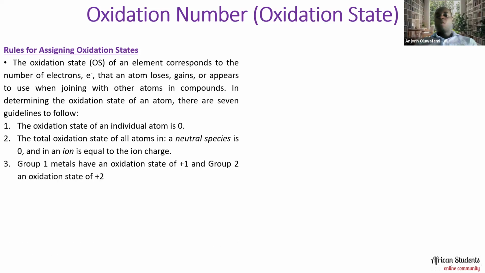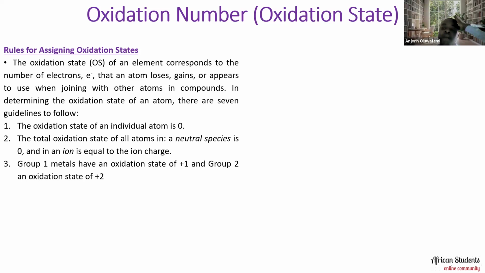So let's move along now. Then the third rule, or the third guideline, is that group 1 metals have an oxidation state of +1, and group 2 metals have an oxidation state of +2. It is just a general rule. All group 1 elements from hydrogen to cesium have an oxidation state of +1. Then when you go to group 2, you look at magnesium, calcium and all of them like that, their oxidation state is always +2.